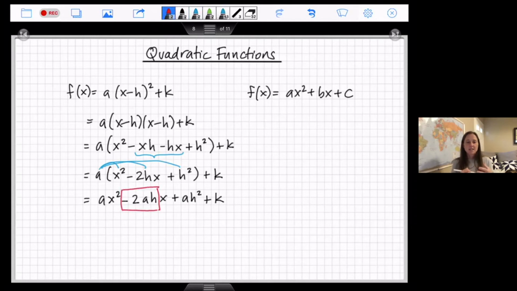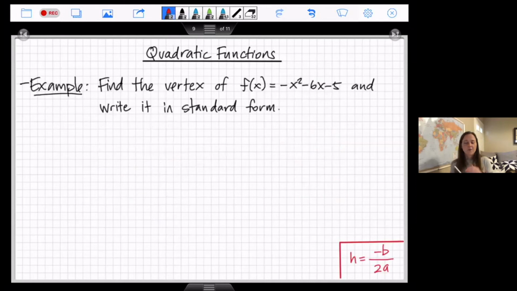Now, if this is going to be the same quadratic function as the one on the right, then that negative 2ah has got to be the same number as whatever b is. Right? So I have negative 2ah must be the same number as that number b. And if I solve that little relationship there for h by dividing by negative 2a, you get that formula, h equals negative b divided by 2a. All right, so that's where that formula comes from. Let's actually put it to some good use.